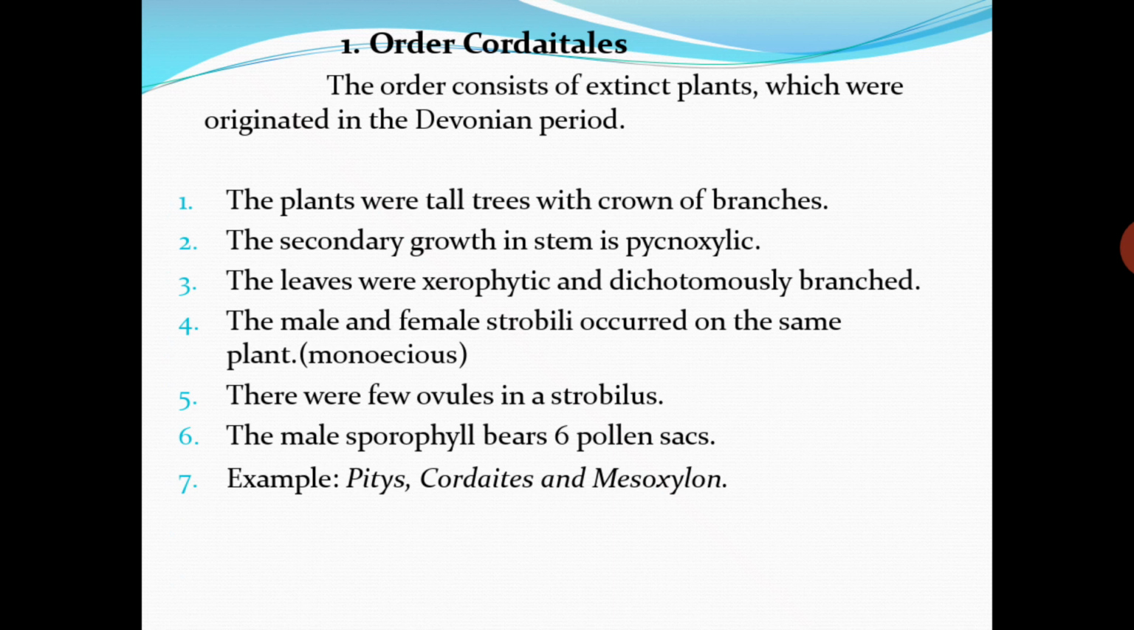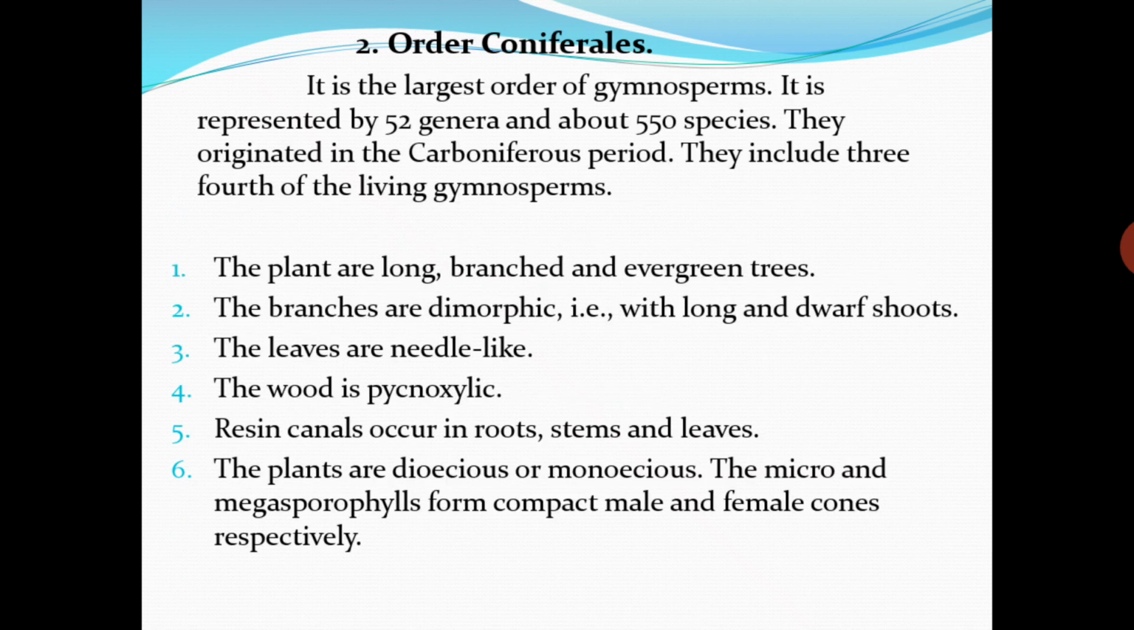The male sporophyll bears 6 pollen sacs. Here the male sporophyll bears 6 pollen sacs, and here examples are Mesoxylon and Cordaitaceae. Next order, Coniferales. It is the largest order of gymnosperms.